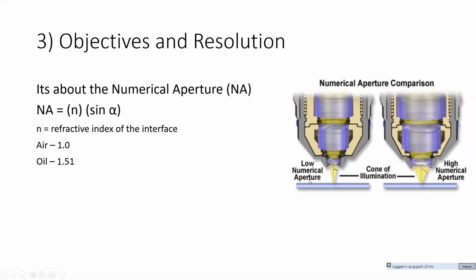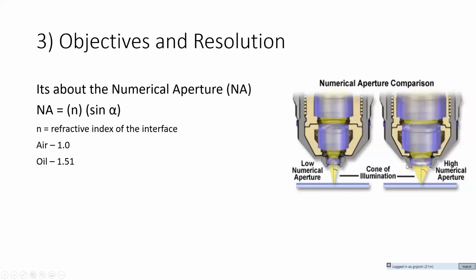Sine alpha relates to the angle of the cone of light that is getting into your objective. For a low numerical aperture objective, the cone of light is going to be smaller, versus a high NA objective, because the objective is close to the cover slip, the cone of light that gets in is going to be pretty large.